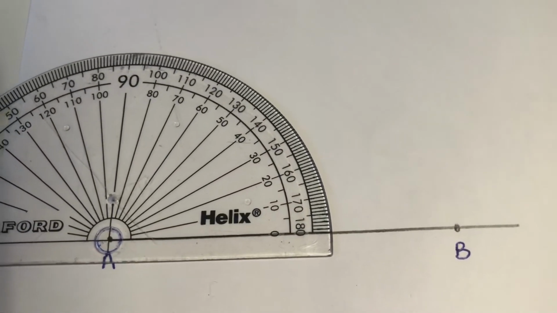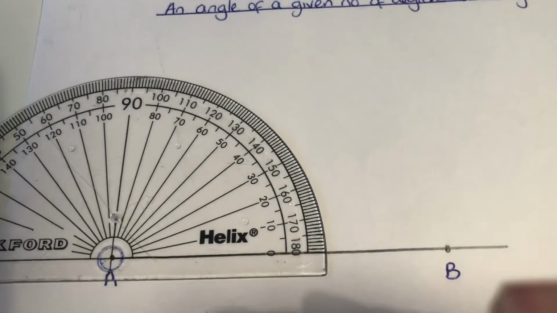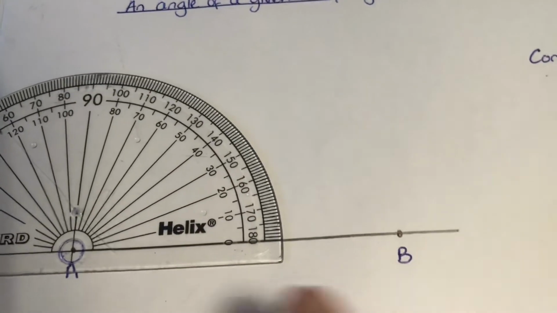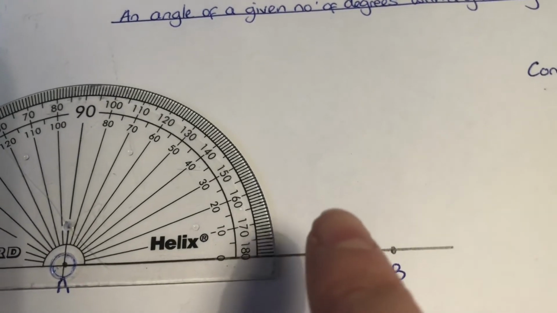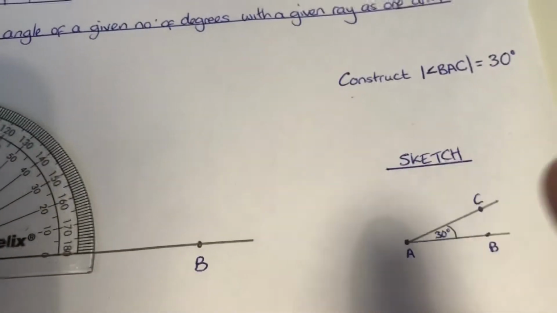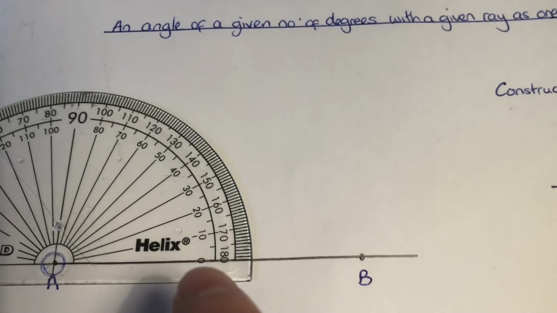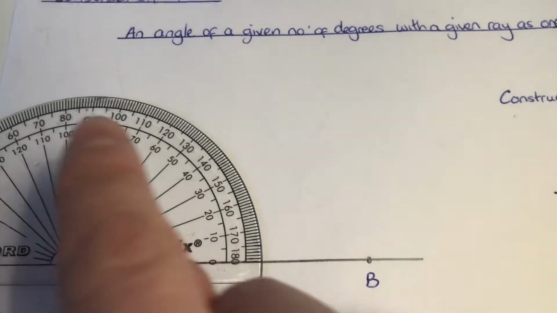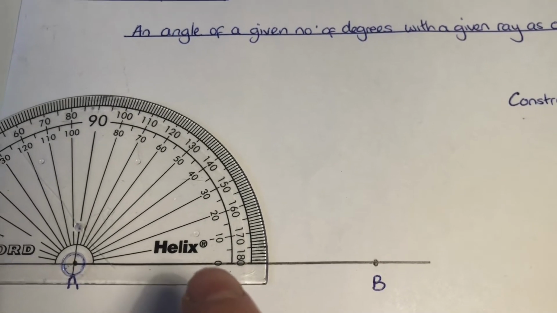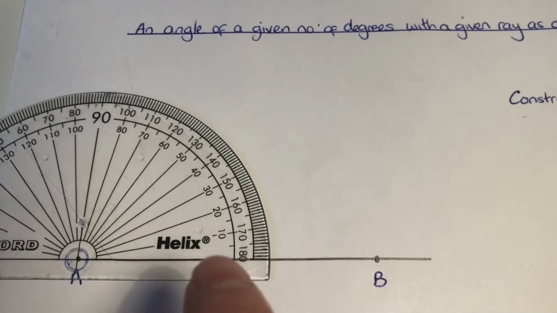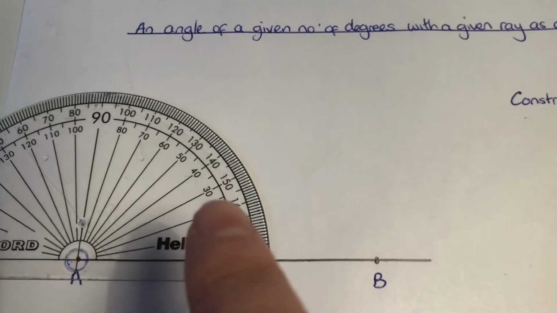Once we're happy that that's lined up perfectly, we'll keep it steady with our hand, make sure it doesn't slip, then we need to decide which of the scales we're going to count up from. We're counting up from 0, as though along AB, our second arm of our angle, it's starting at 0 and it's going to raise up to what we want, which is 30 degrees. So that means we need to use the scale that starts at 0. So we're going to be counting up from the inner scale here. As you can see, the arm of our ray is passing through the 0 on the inside of this protractor. So using those numbers only, ignoring the outside ones, I'm going to find where my 30 is.